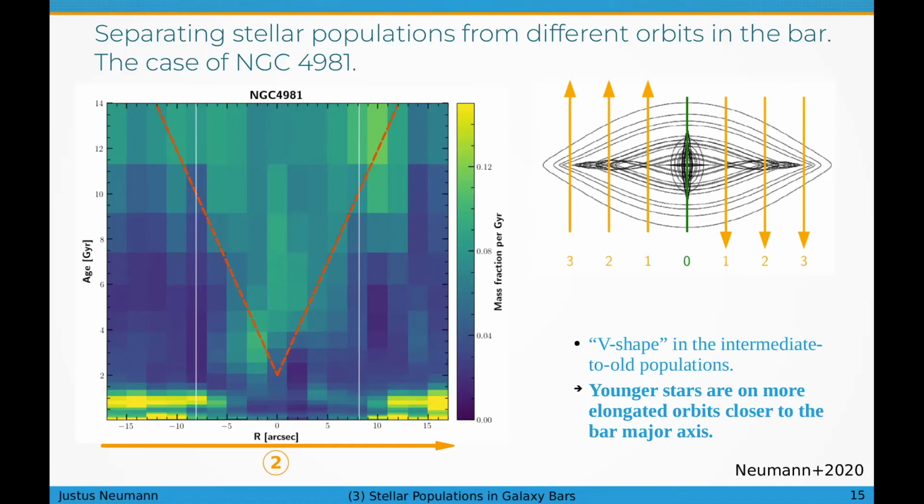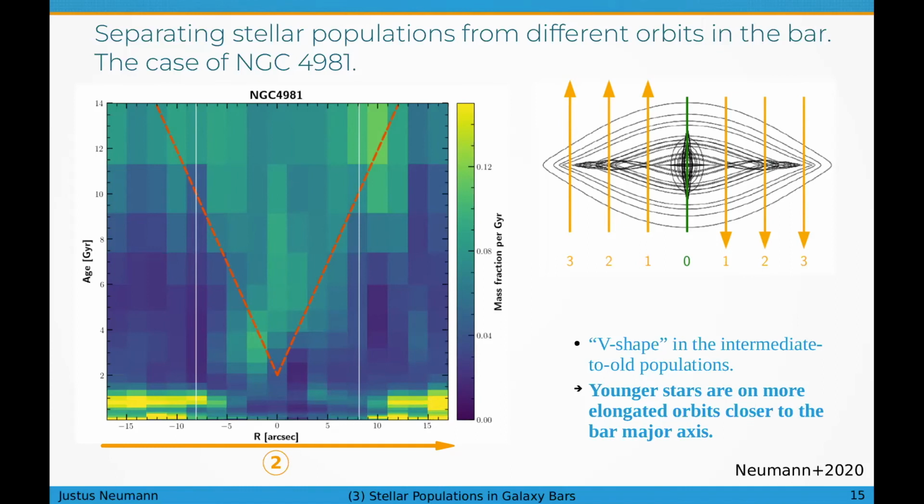And then on the left-hand side, I plot the star formation history of one of the cuts for one of these galaxies. This is cut number 2, as I show on the bottom here. At r equals 0, we are on the bar major axis. Then the two vertical white lines show the width of the bar, so we're going across the width of the bar. On the y-axis you see the age, and the color is the mass fraction per gigayear. So this is showing the star formation history.